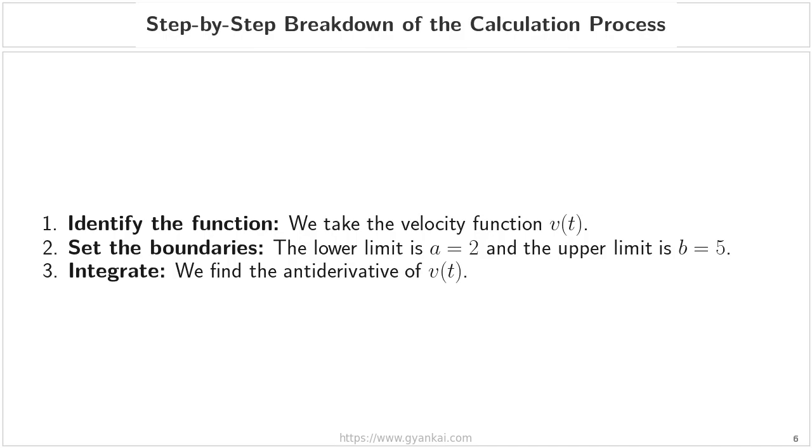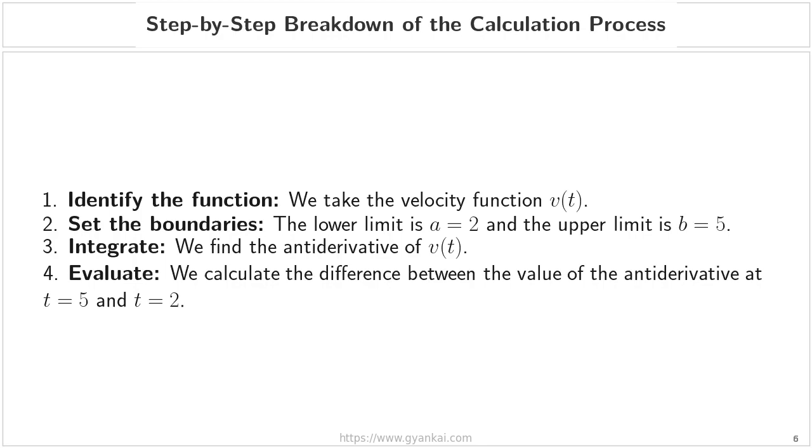Step 3, integrate. This is where our knowledge of indefinite integrals comes in handy. We need to find the antiderivative of our function, v of t. Finding the antiderivative essentially reverses the process of differentiation. So, we apply the rules of integration we learned earlier to find a function, let's call it capital V of t, such that the derivative of capital V of t is equal to v of t. Don't worry about adding plus c, the constant of integration, at this stage. We won't need it for definite integrals, as we'll see.